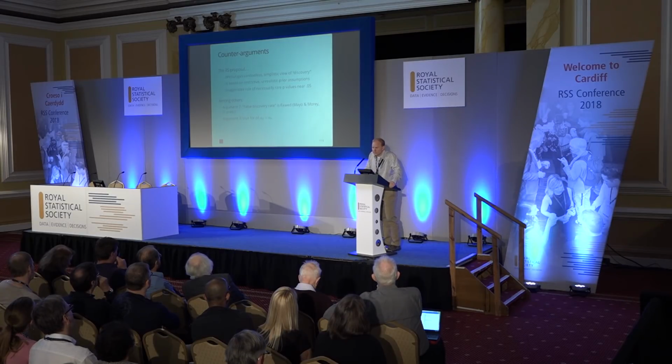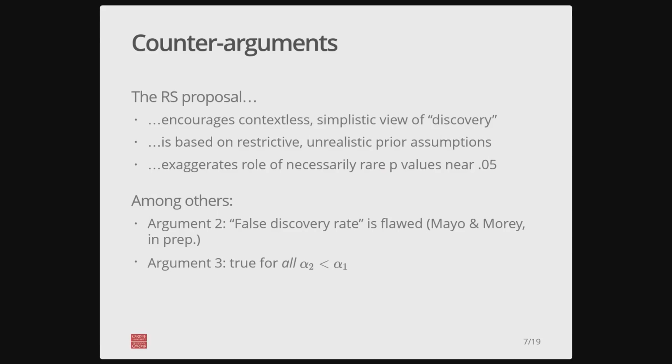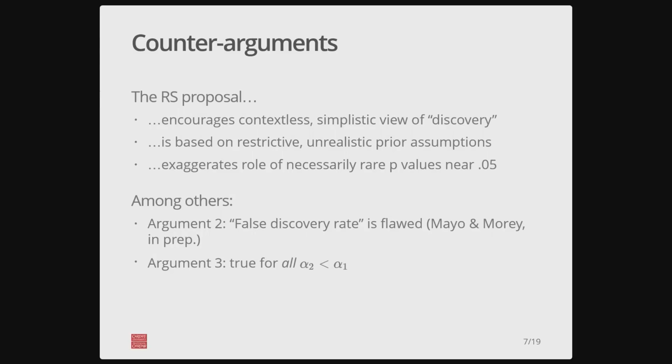Now, there are other arguments that I will not concentrate on, in particular the false discovery rate argument. Mayo and I have a paper about this that I'd be happy to share with you, but I'm not going to go into that. And argument three is provable for every pair of alphas, and so it's actually trivial. So it's not an argument, unless you think that lowering alpha to 0 is the thing you want to do. I wouldn't recommend that. So let's begin our Bayesian counter-argument.